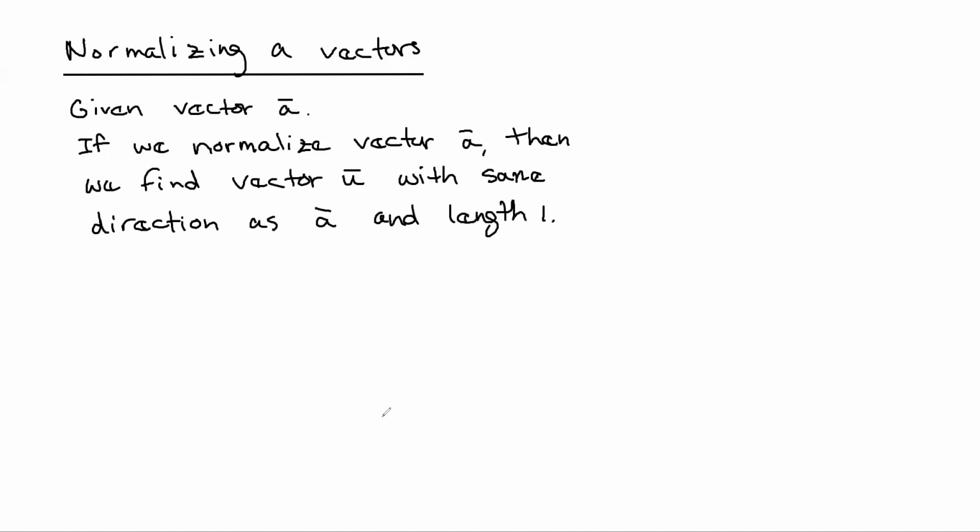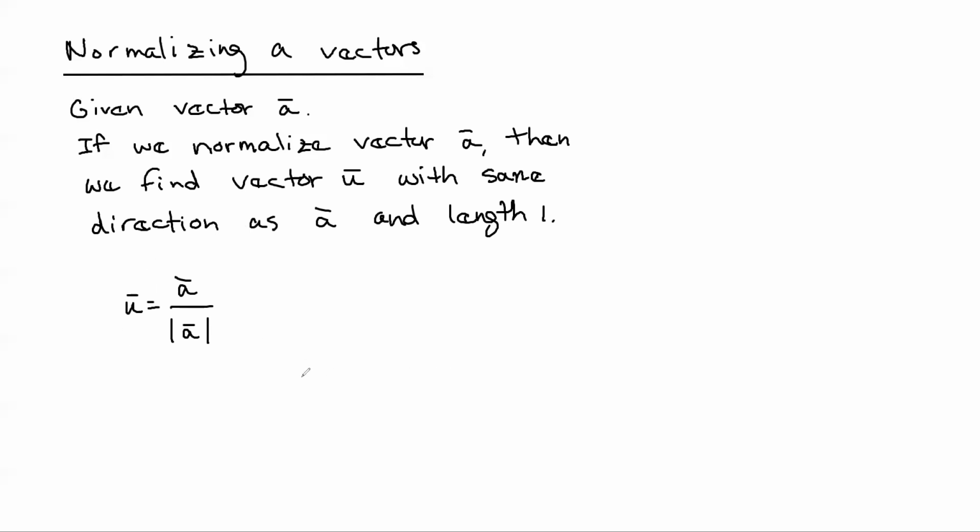So that's what it means to normalize a vector. It means to go through and create a new vector that points in the same direction as the given vector but has length 1. And the way that you do that is there's a formula for the new vector u. It's equal to a divided by the length of a. So this normalizes a and creates a new vector u that will point in the same direction as a but have length 1.